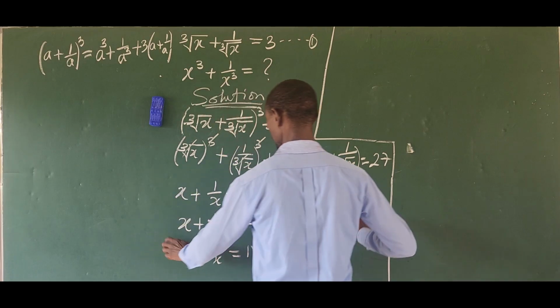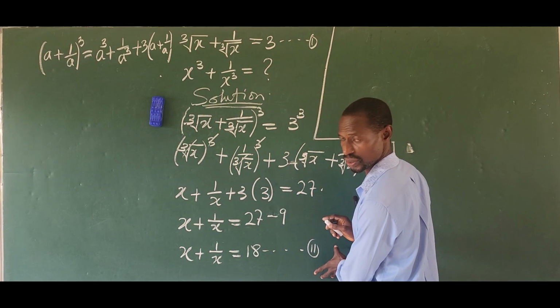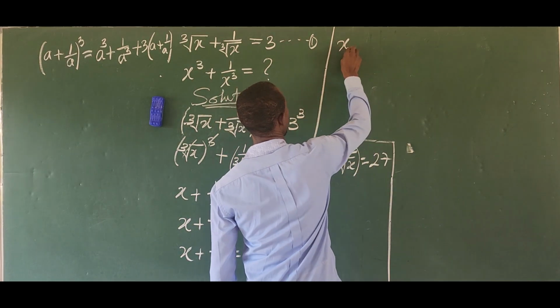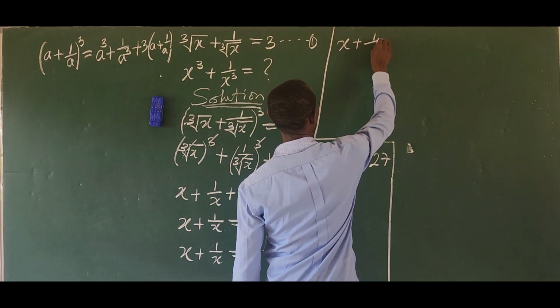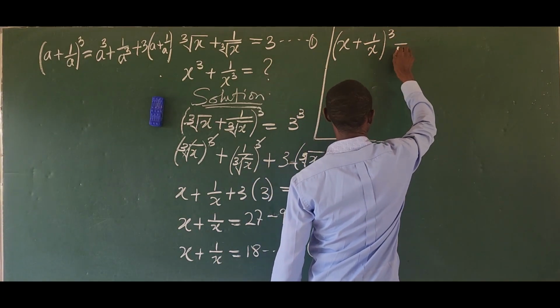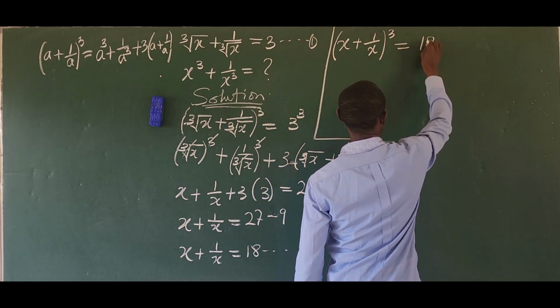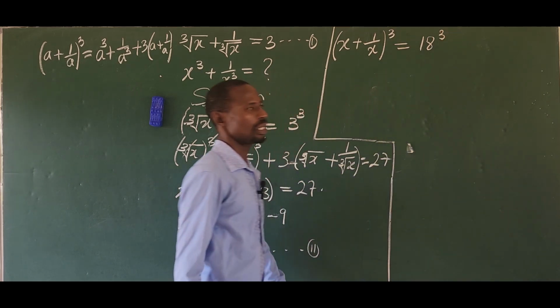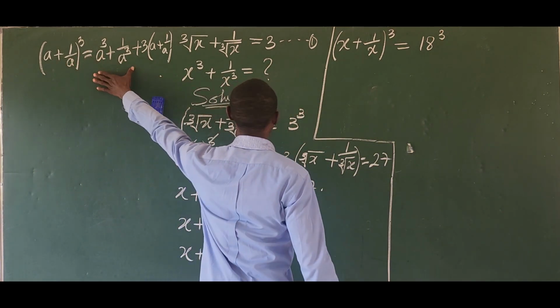All right. So we want to cube equation 2. We're going to have x plus 1 all over x, all raised to the power of 3, is equal to 18 to the power of 3. Good. So we apply this identity again.